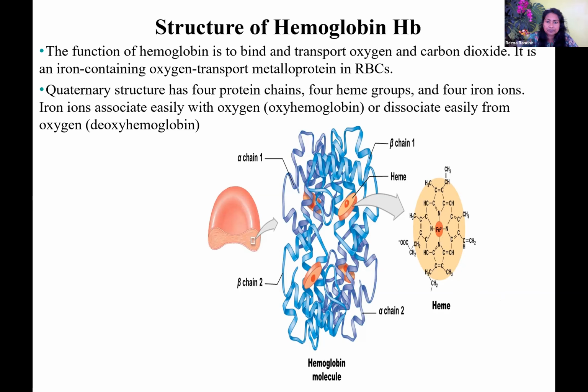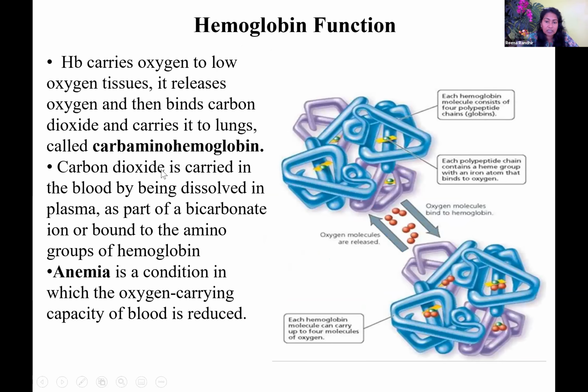When the concentration of oxygen is less in the tissues, oxygen will dissociate from the blood and enter the tissues. Then when it's deoxygenated, it's called deoxyhemoglobin. So it can toggle between these 2 states of being oxygenated or deoxygenated. You can see the 4 strands, 2 alpha and 2 beta strands.